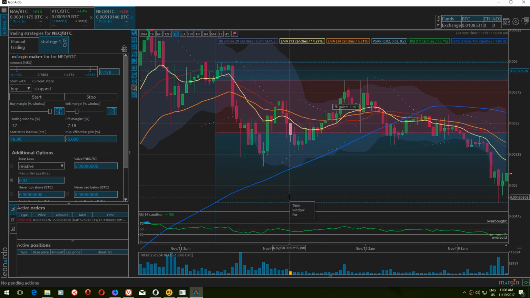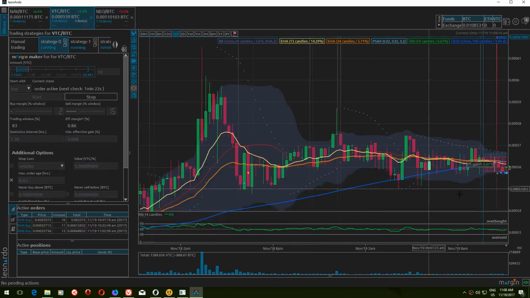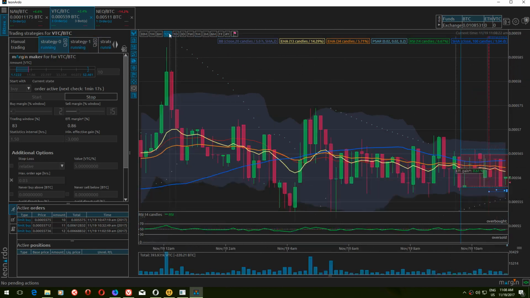So you have to be careful with that. Anyway, that's how I use Leonardo. I have a VTC here. I currently have 3 bots running on it. So you can have several bots running.